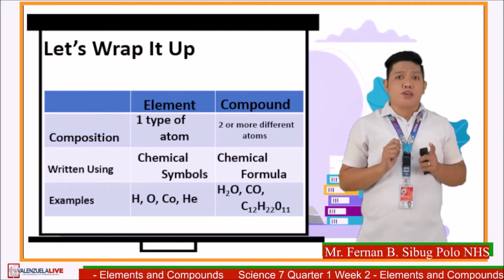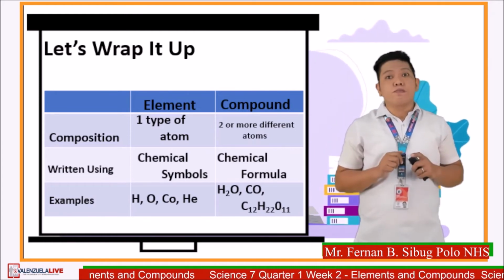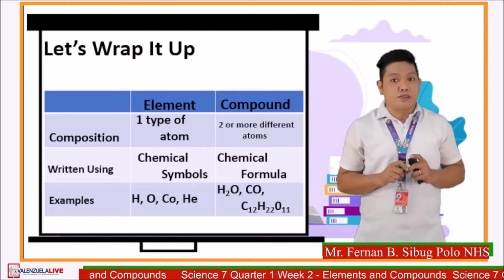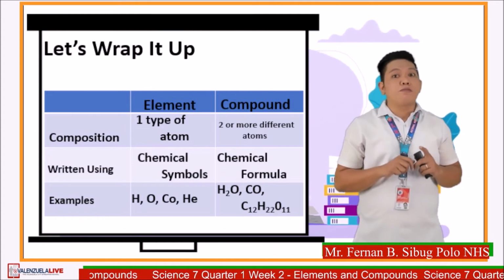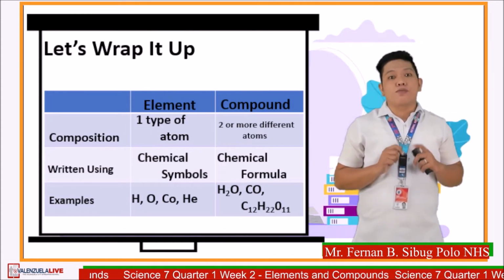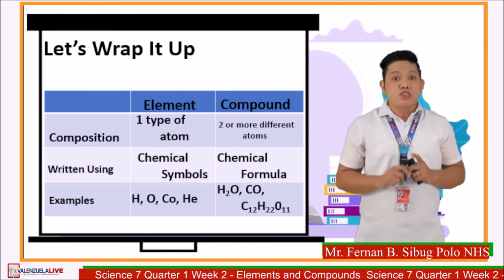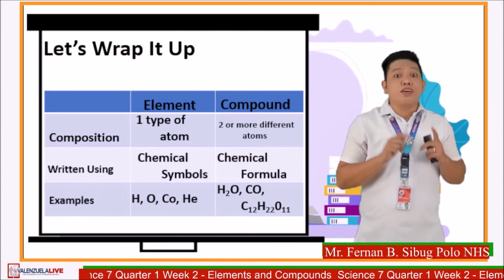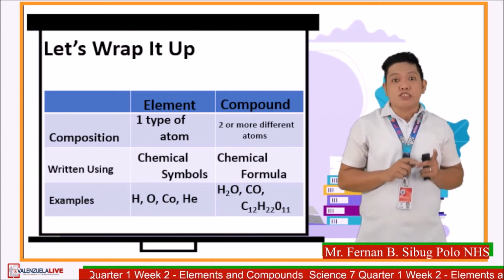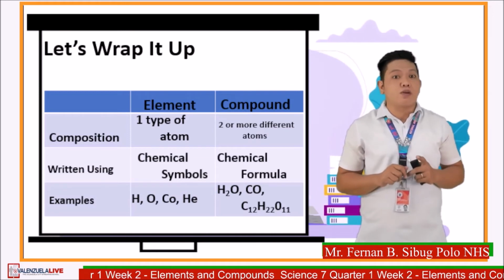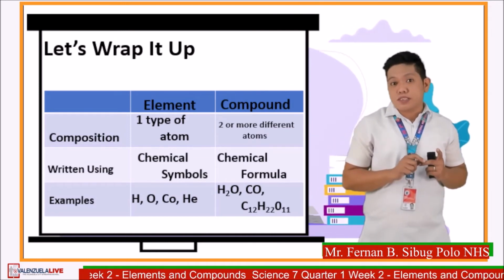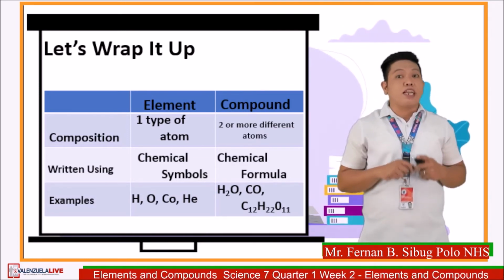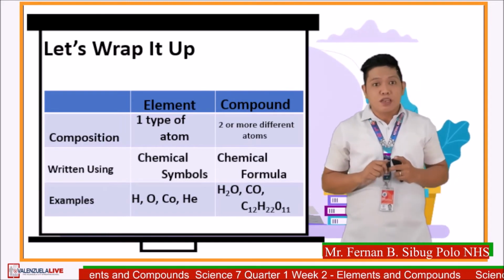Compounds like water, or H2O, is composed of hydrogen and oxygen. CO, for carbon monoxide, is composed of carbon and oxygen. Sugar, with a formula of C12H22O11, is composed of 12 carbons, 22 hydrogens, and 11 oxygen atoms.